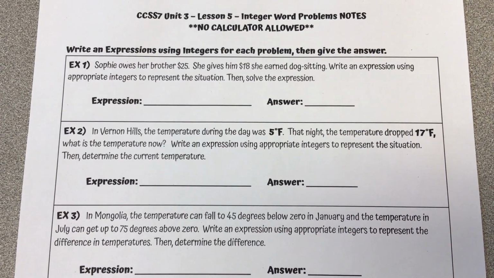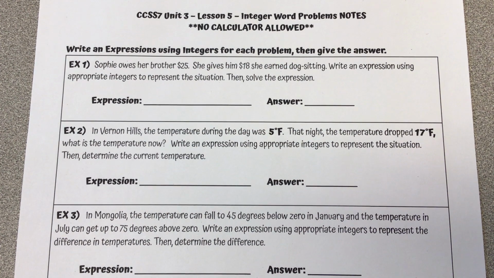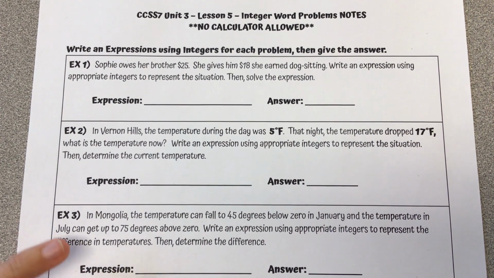For the last lesson in this unit, we are going to be looking at just writing numerical expressions based on word problems. And we're going to use integers for them. So, example 1, Sophie owes her brother $25. She gives him $18 that she earned dog sitting. Write an expression using appropriate integers to represent the situation, then solve.